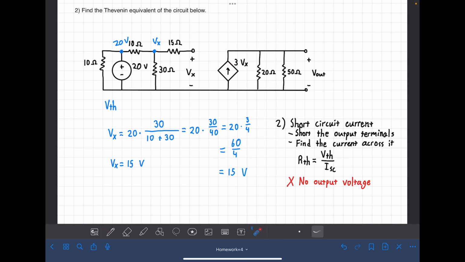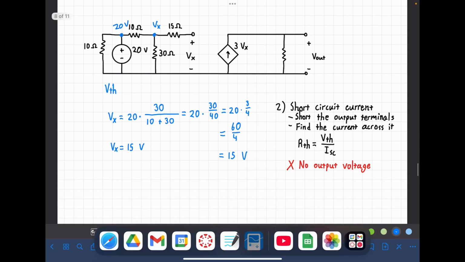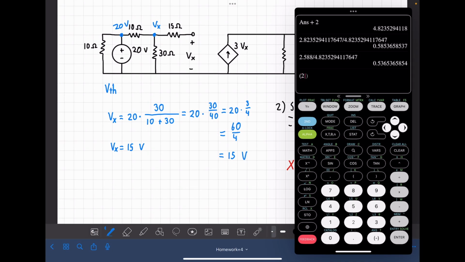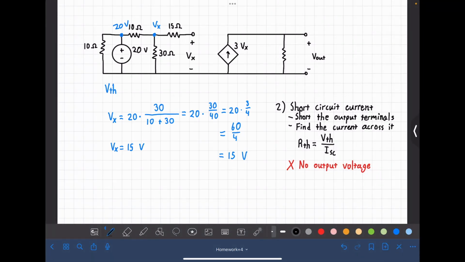Now we can go over to this part and write a quick KCL equation for this. Actually, let's just combine these two, that'll make things easier. We have a 20 and a 50 in parallel. That combines to 14.3.